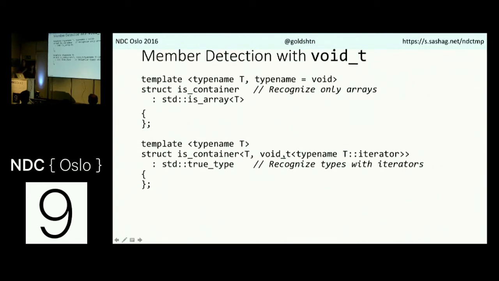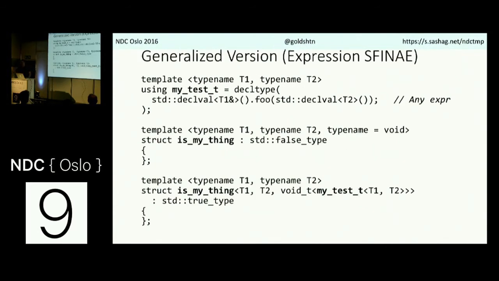So all the parts here matter, right? It does matter that we have void up there. It matters that void_t returns void. Everything's important in this skeleton, if you will, for member detection. Now, you might ask, can this be generalized further? And yes, it can. So here, we're just testing if a type has a certain nested typedef. But we can make this further generic, if you will.